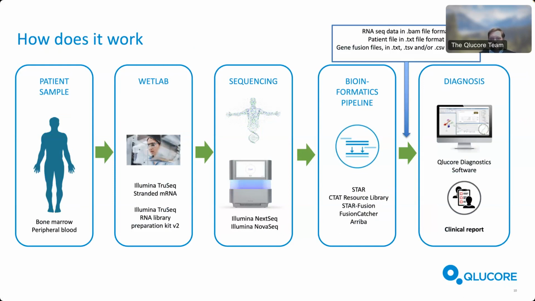And apart from that, we also need a text file with information that makes it possible to identify the sample. And once we have these files, we feed them into Qlucore Insights, push run, and a few minutes later, we will have a result in the form of a report that specifies how the sample is classified and what fusions have been detected. And that's it. So now let's have a look at the software.